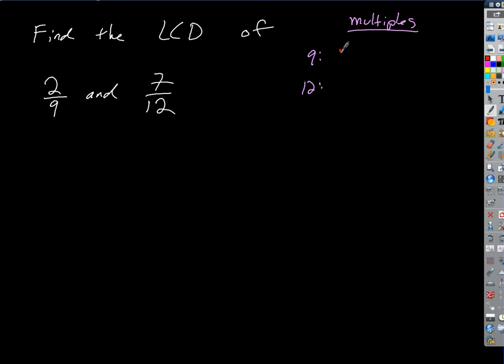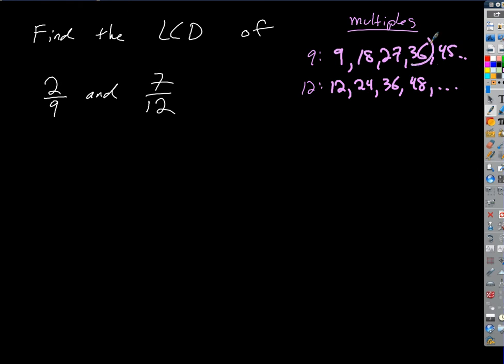Okay, so the multiples of 9 are 9, 18, 27, 36, 45, etc. Multiples of 12 are 12, 24, 36, 48, etc. And we see that the first time we get a match, the first common multiple in those lists, is 36. So that works fine.